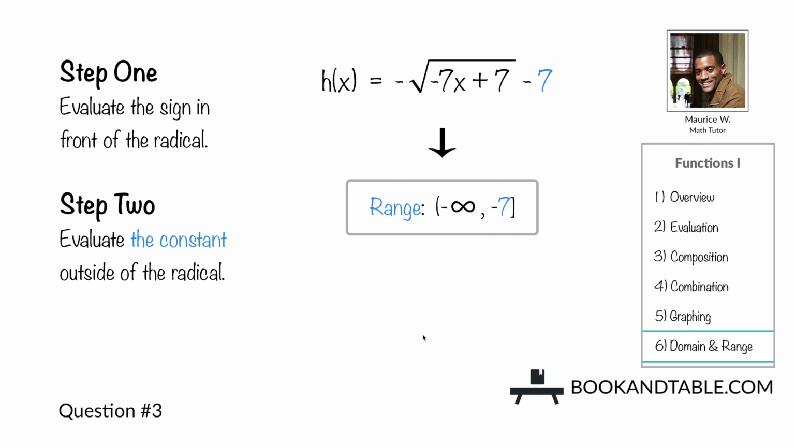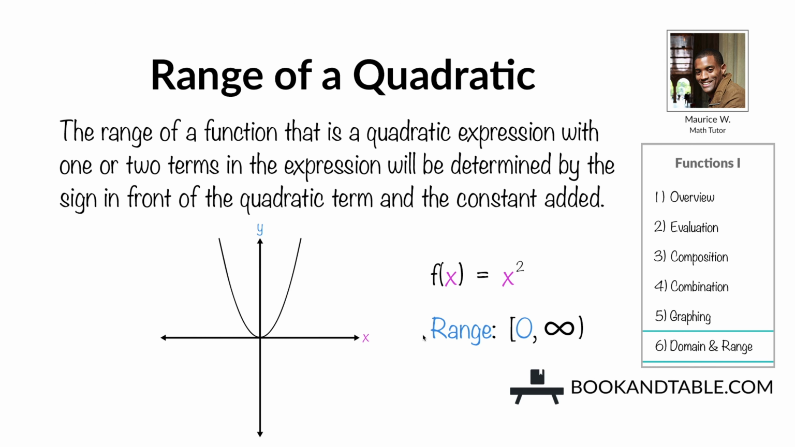So that is how we go about finding the range with a radical expression. Let's now discuss how we find the range of a quadratic that has one or two terms. The range of a function that is a quadratic expression with one or two terms in the expression will be determined by the sign in front of the quadratic term and the constant added.